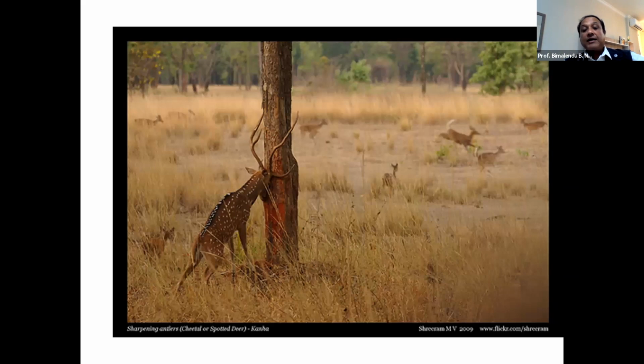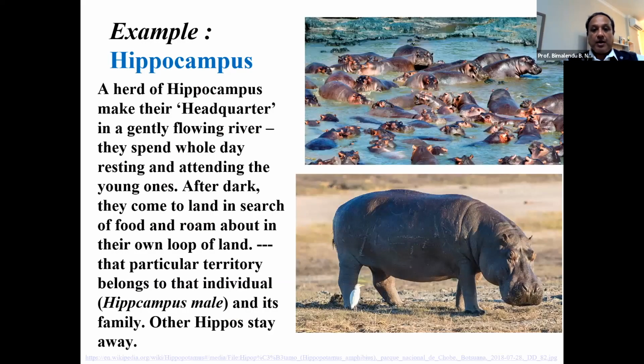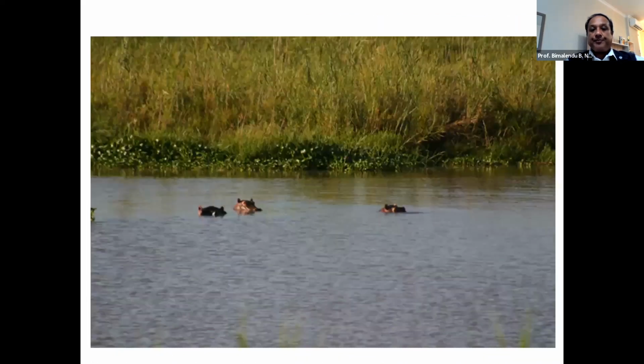Okay, so you can see that they're marking the territory on many of the tree bark. Although they sharpen their antlers, in a way they are also marking their territory and advertising their presence. If you look at the hippopotamus, the herd of hippopotamus make their headquarters in a gently flowing river. They spend the whole day resting and attending to the young ones. After dark, they come to land in search of food and roam about in their own loop of land. That particular territory belongs to that individual and its family. Other hippos stay away.